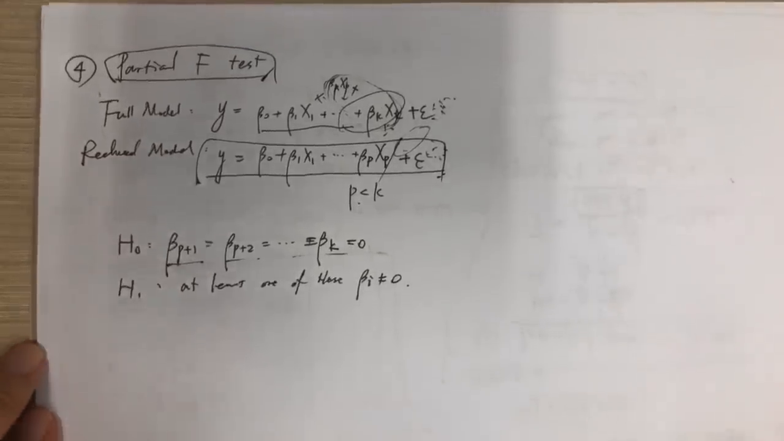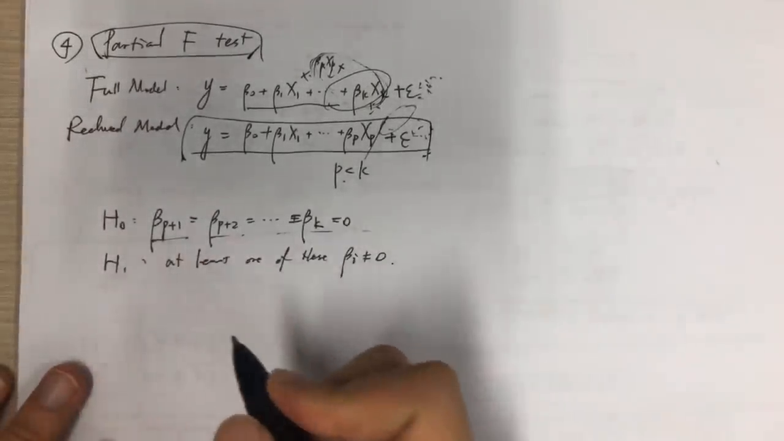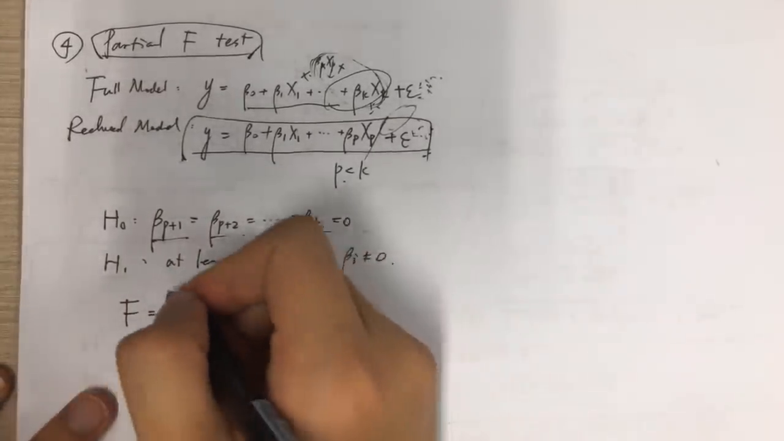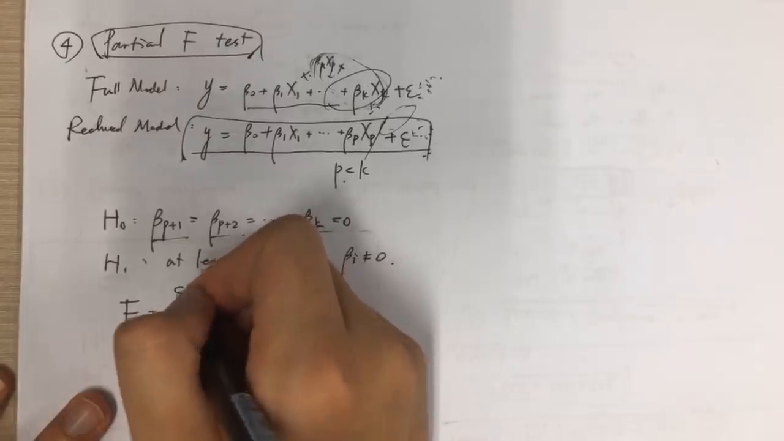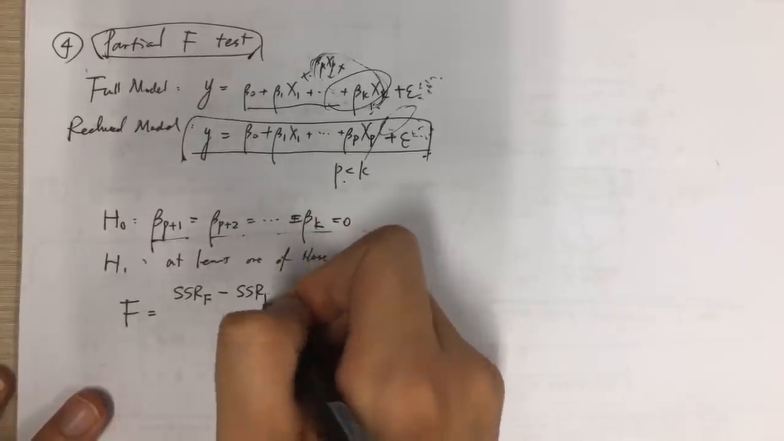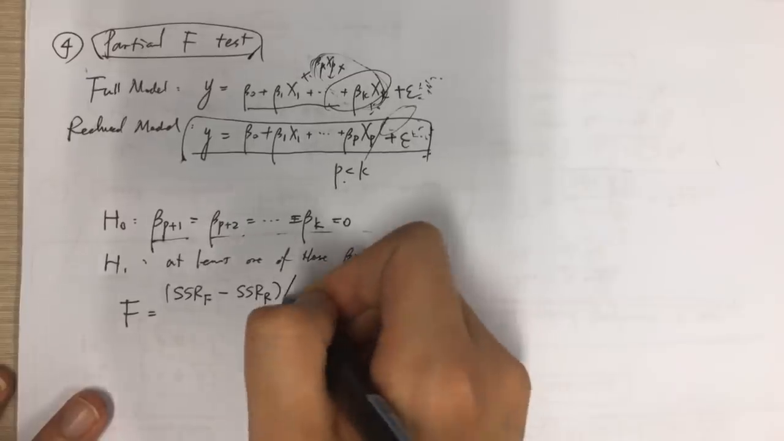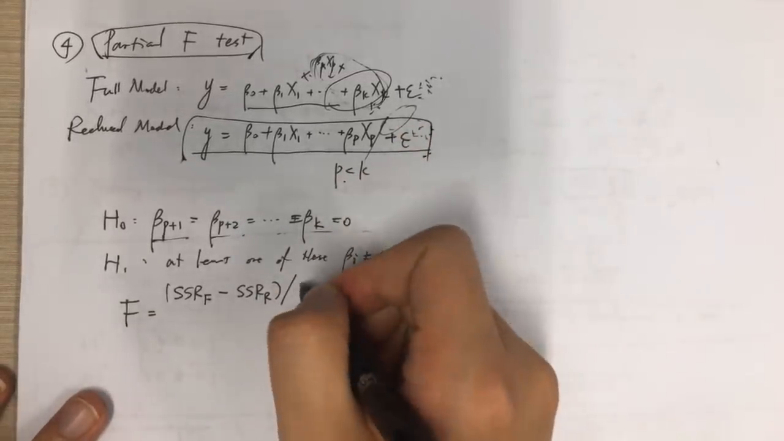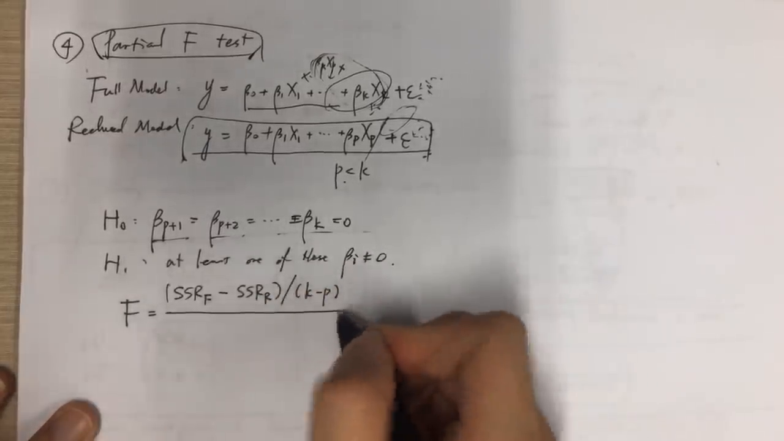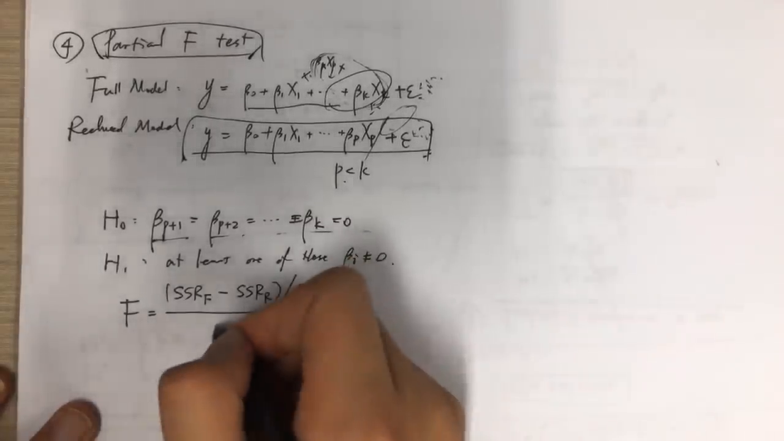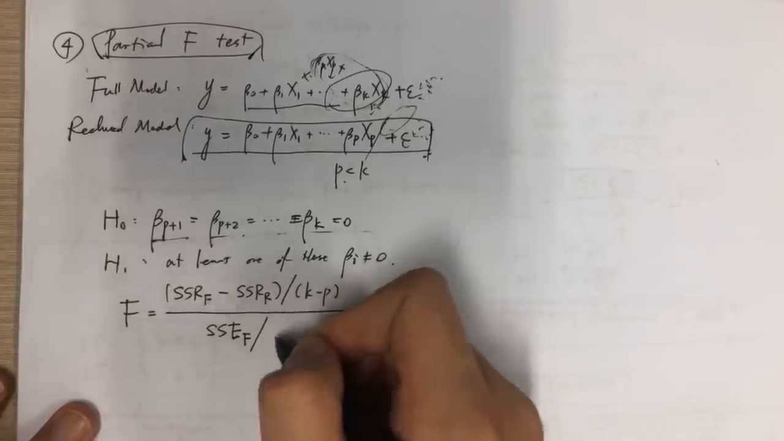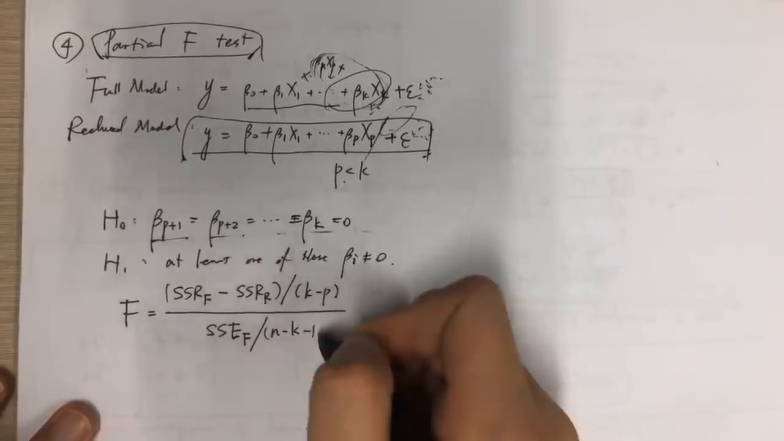Okay, so the test statistic, the partial f, is calculated by the SSR of the full model minus the SSR of the reduced model, and then divided by the difference in the number of independent variables, k minus p, right? And then divided by the full model's SSE. Full model's SSE divided by n minus k minus 1.